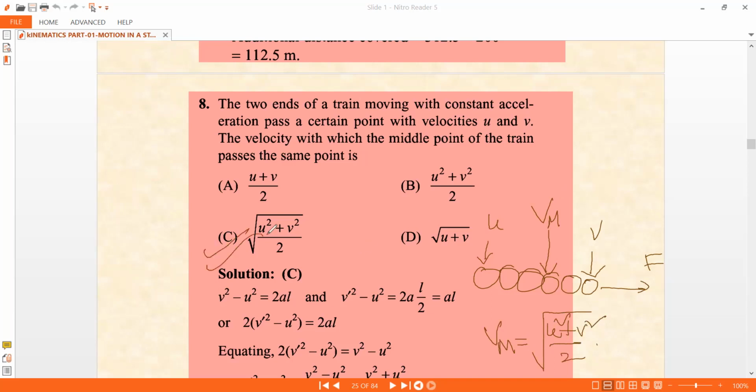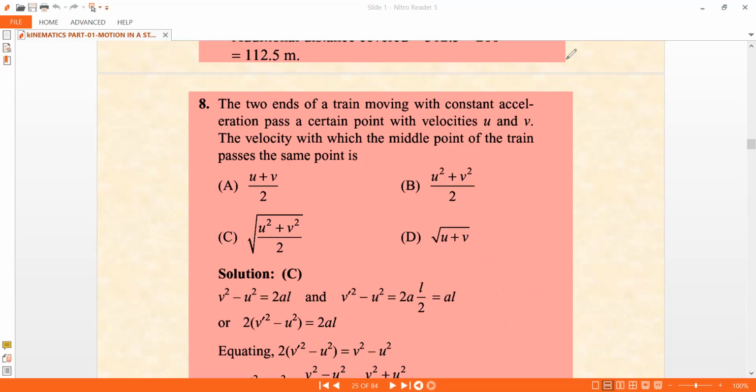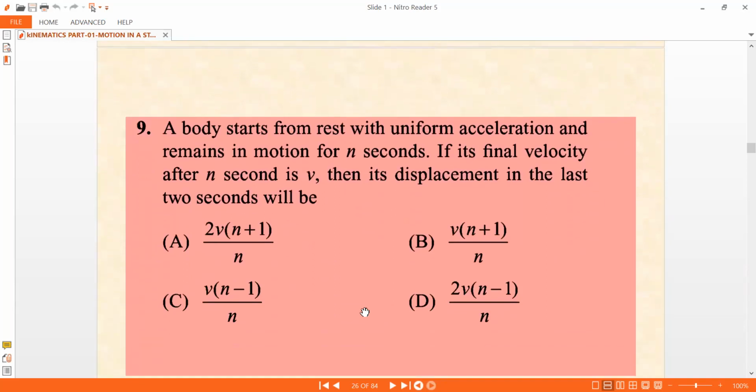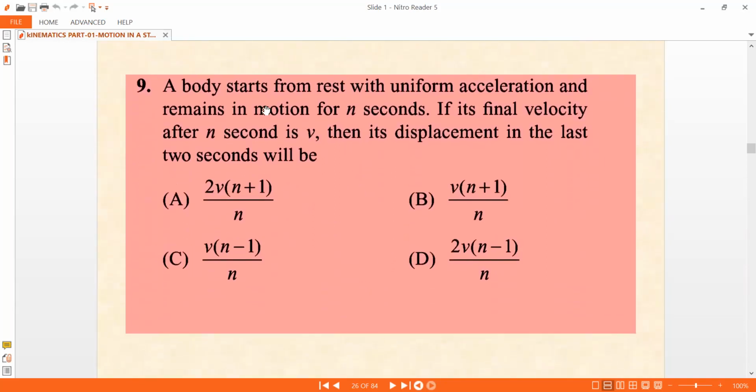Very well. Now let us move on to the next question. I hope you got the workout in the previous video, velocity at the midpoint. Now let us see another question. A body starts from rest with uniform acceleration and remains in motion for n seconds. If its final velocity after n seconds is v, then the displacement in the last 2 seconds will be. So that is the question here.